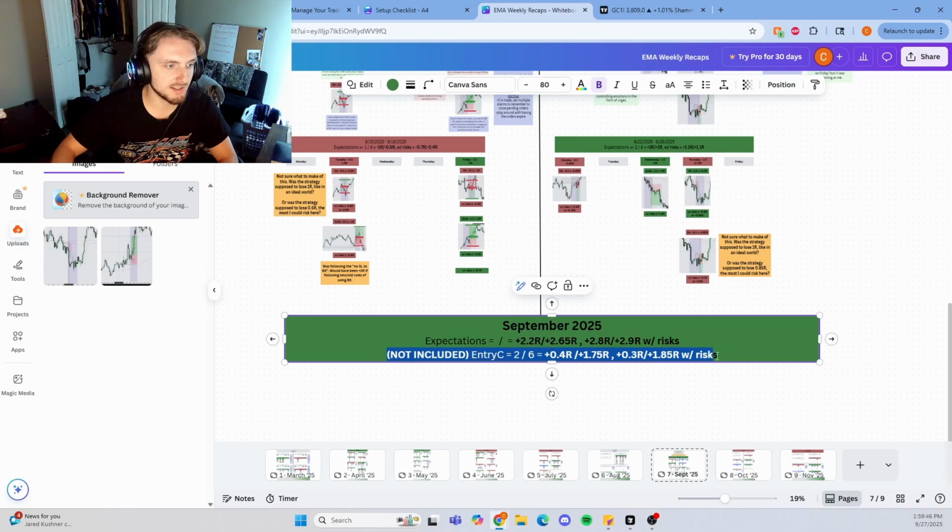Now don't mind this. This is a type of setup that I do not take anymore, but I do want to keep tabs on it in case in the future when I don't have to worry about drawdown as much, I might start taking it. But don't pay attention to that right now. I'm not really doing that.